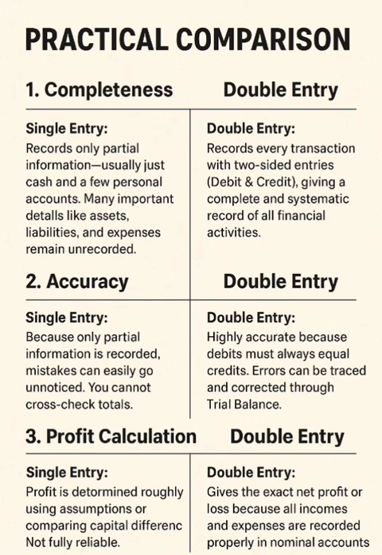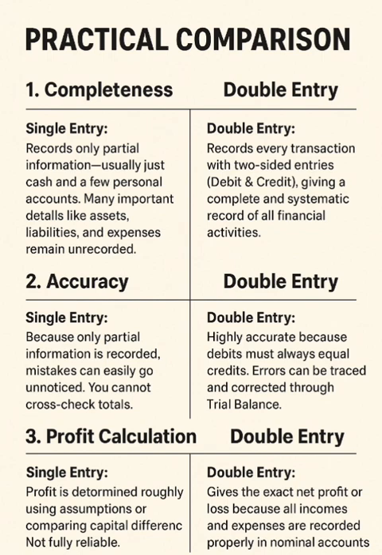2. Accuracy. Single entry. Because only partial information is recorded, mistakes can easily go unnoticed. You cannot cross-check totals. Double entry. Highly accurate because debits must always equal credits. Errors can be traced and corrected through trial balance.